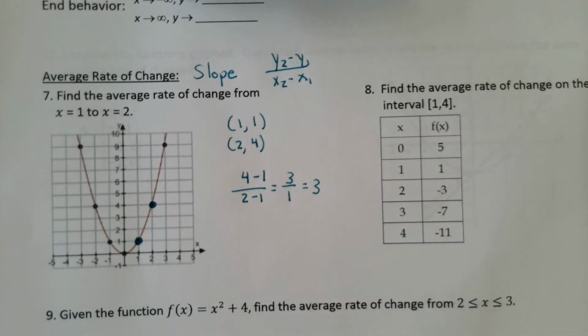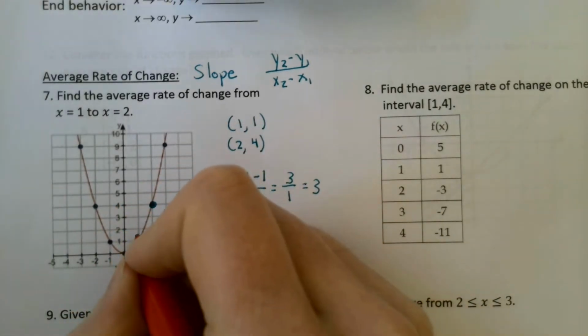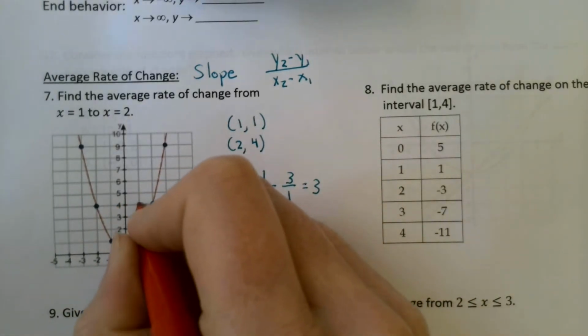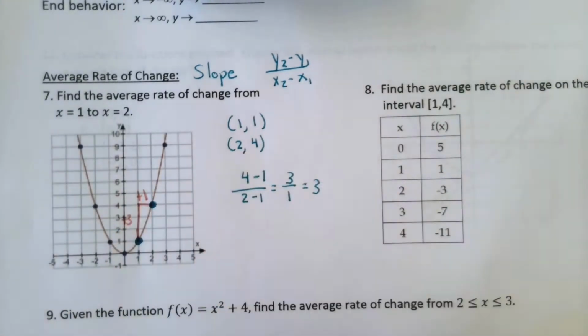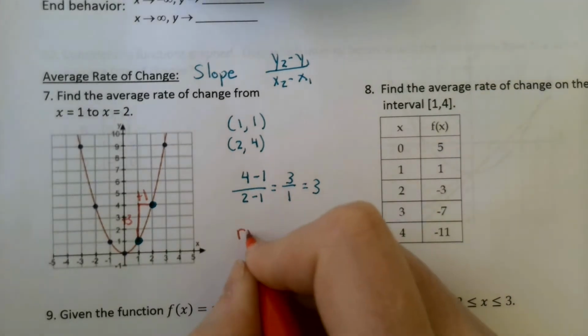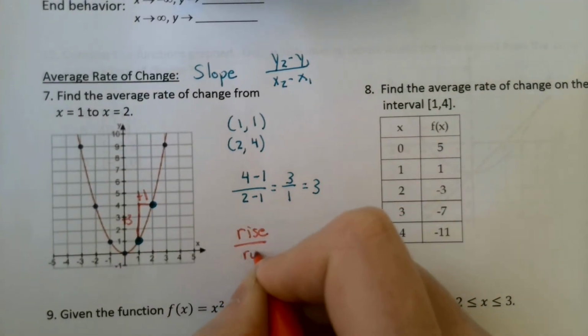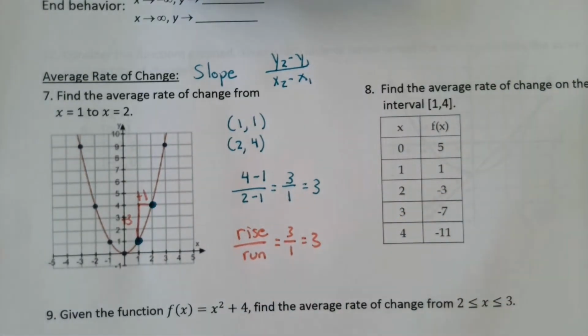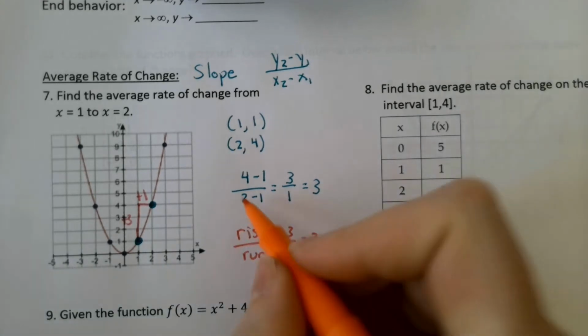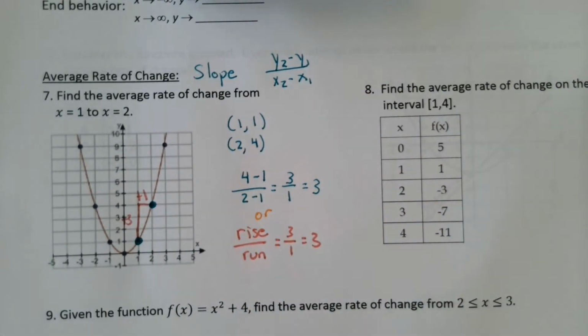The other way you could do it is, since we have these 2 points, just count 1, 2, 3 over 1. So that's plus 3, plus 1. Rise over run equals 3 over 1, which equals 3. Okay? So those are the 2 ways to do it, for that one anyway. Graphs are definitely easier to find the slope from.